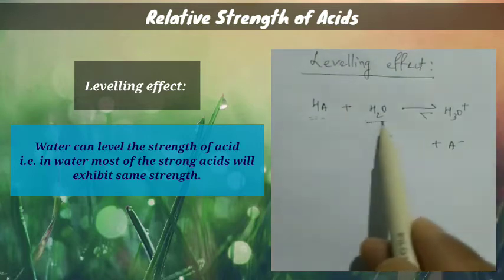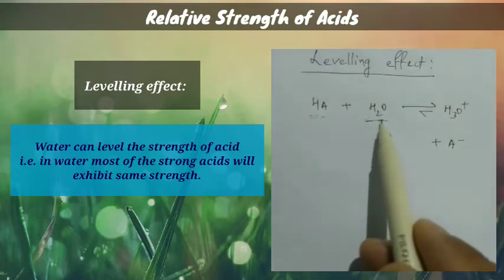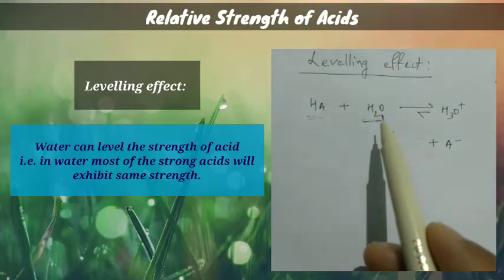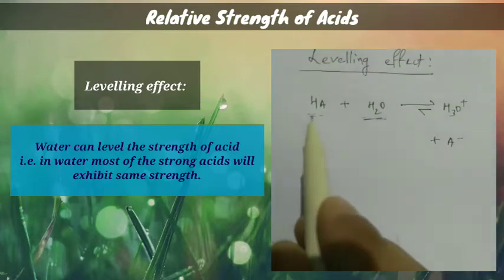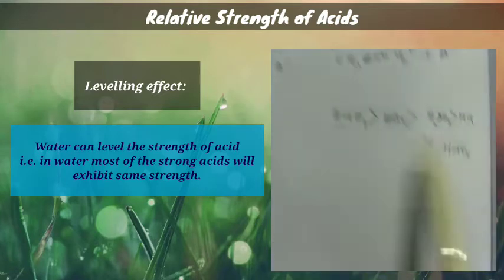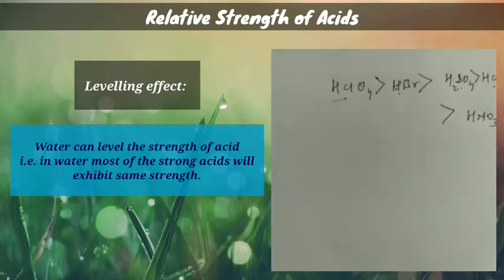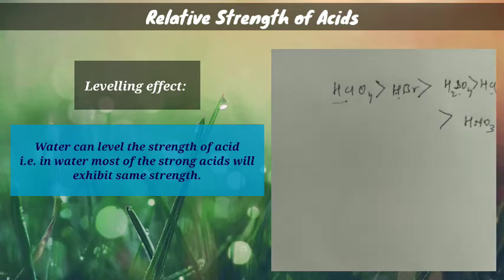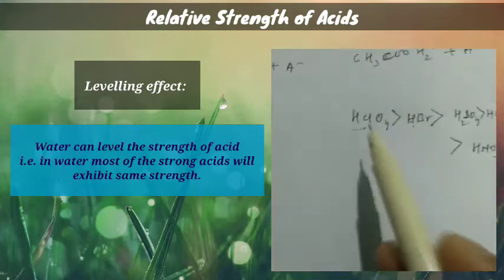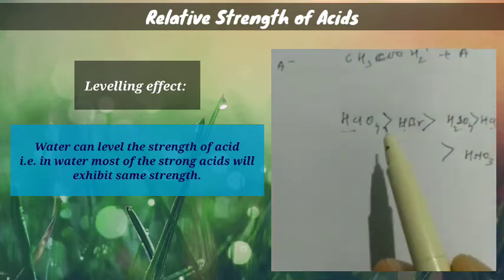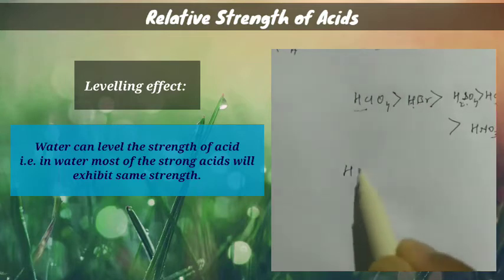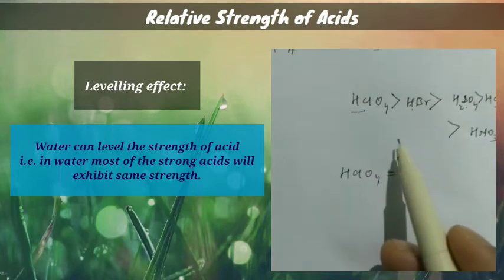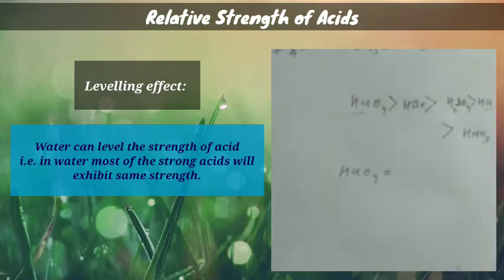So in this case, what is going to happen? Because water will act as a very good base in comparison to acetic acid. All the acids will exhibit the same strength. That means HClO4, the strength will be equal to HBr, equal to sulfuric acid, equal to HCl, equal to nitric acid.